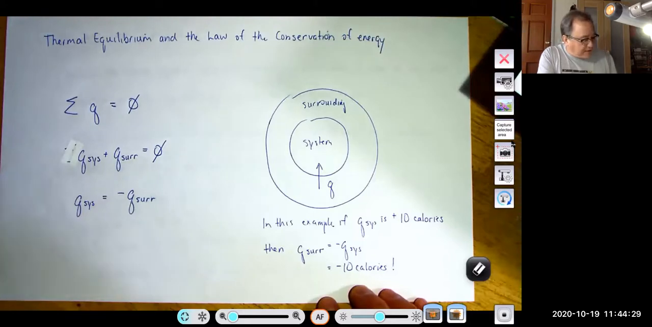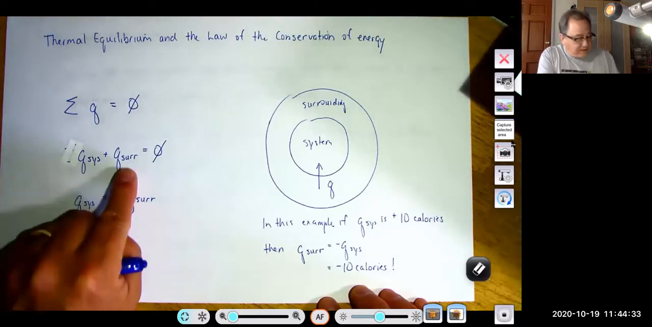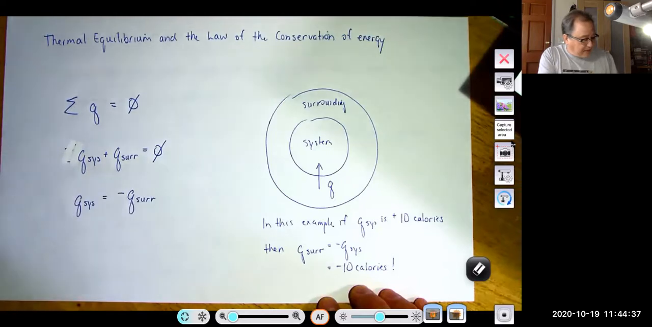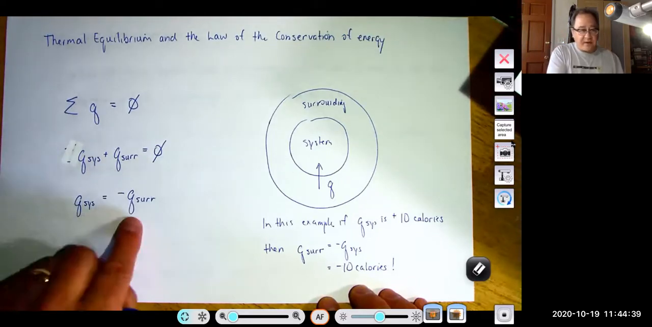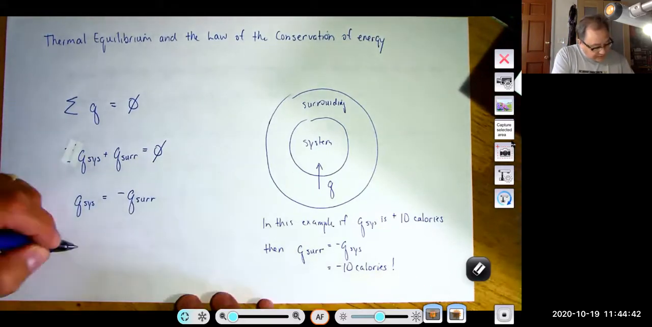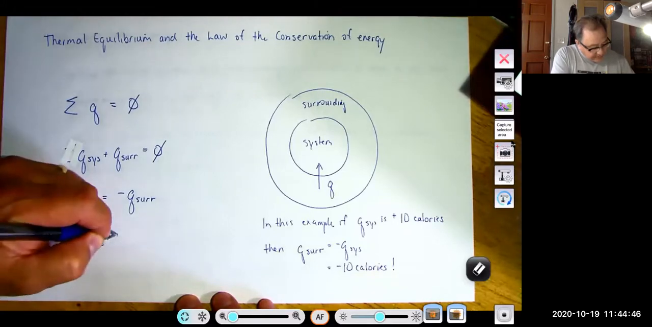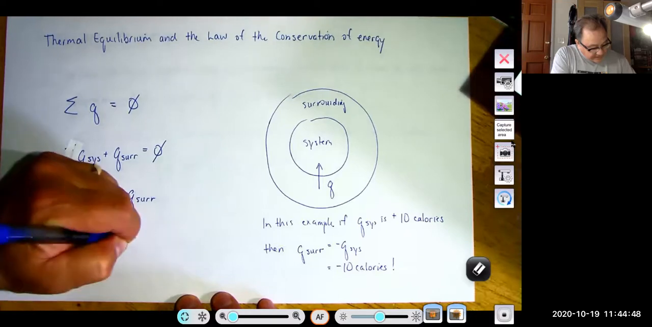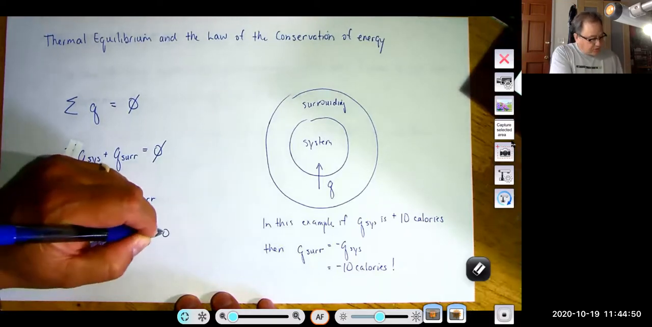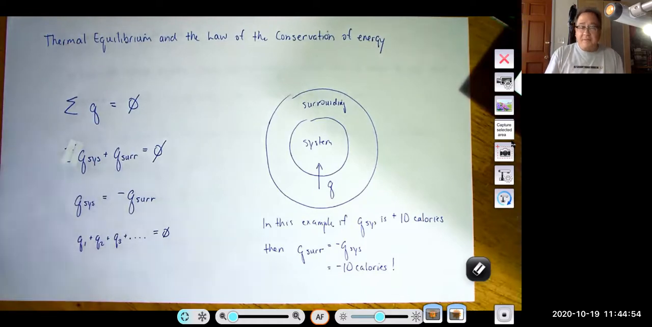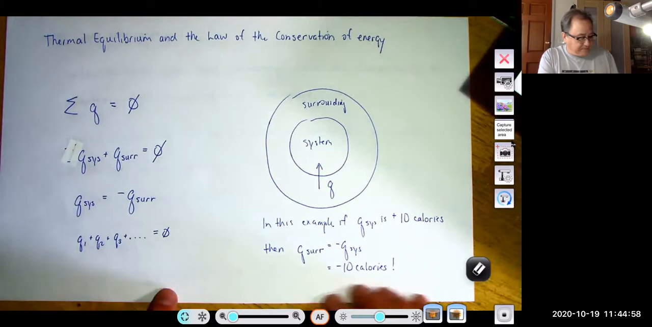So if we take a look at a very simple thing where we have one system, one surrounding, the Q of the system plus the Q of the surrounding is 0. And the Q of the system is equal to negative Q of the surrounding. We could actually have this Q1 plus Q2 plus Q3 plus ... is equal to 0. So this is a case where you have many different things that you're studying, if you will, many different systems and the surrounding.